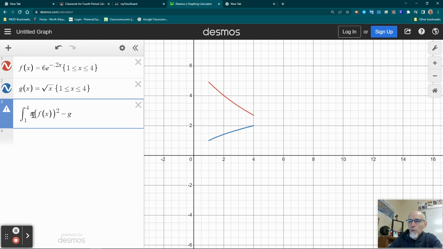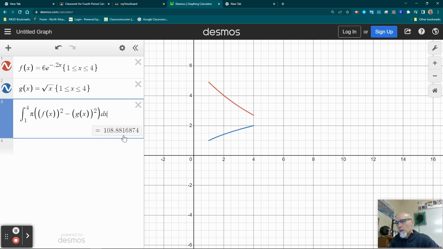And I'm going to put another parenthesis here so that I get the pi distributed all the way through. I'm going to do g of x squared. So we're going to have g of x, and we want to square that, right? And so now we've got our f of x function squared minus our g of x function squared. We close the parenthesis down. Ooh, not there. We close the parenthesis down. That will make sure the pi is going to get distributed all the way through. And then we could do dx. And I'm getting a volume of 108.882.